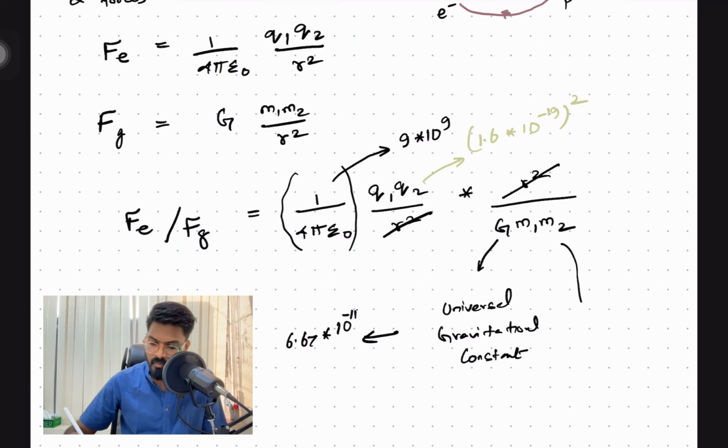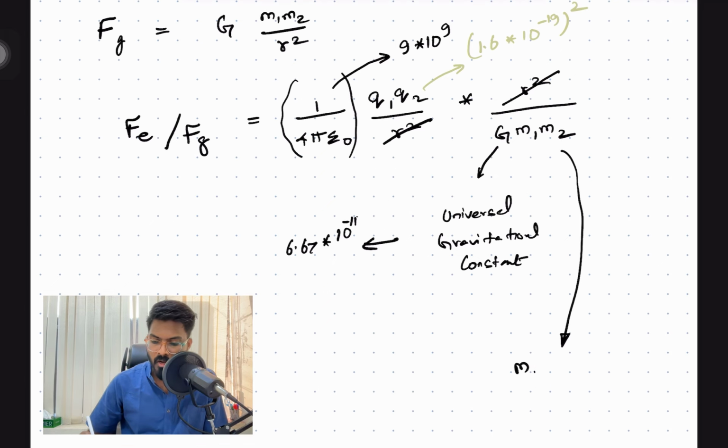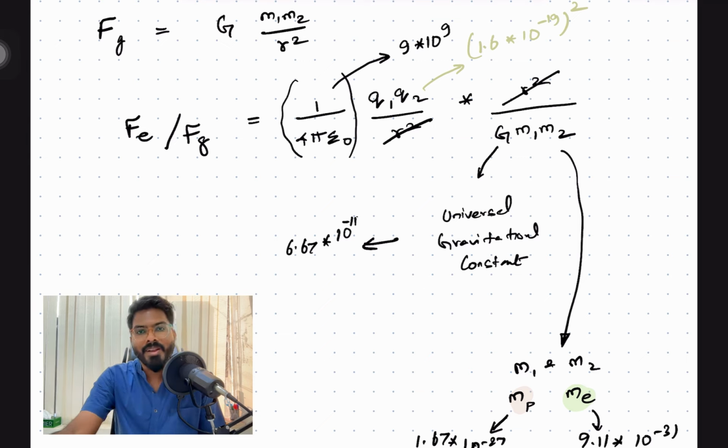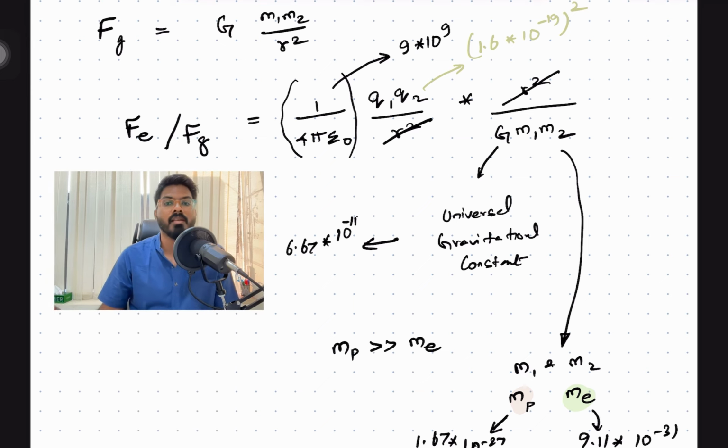Now as for this part, which is m1 and m2, we go with mass of proton and mass of electron. So we have already seen that mass of proton is given by 1.67 into 10 to the power minus 27, and the mass of electron is given by 9.11 into 10 to the power minus 31. So you can easily make an observation here that a proton is several times heavier than an electron. So mass of a proton is much higher than the mass of an electron.